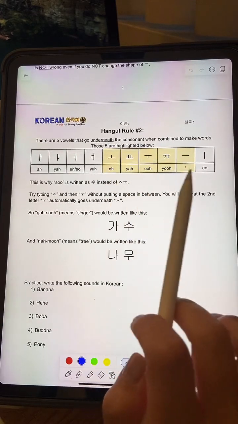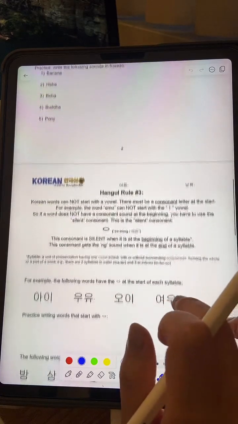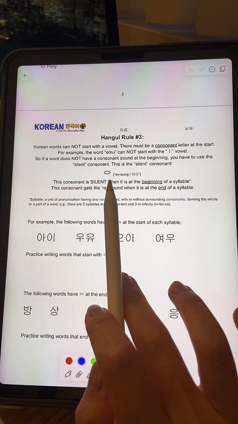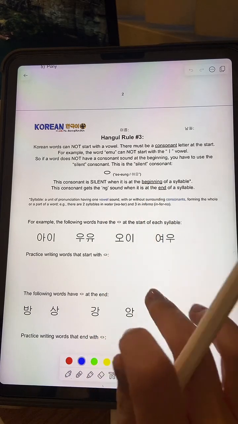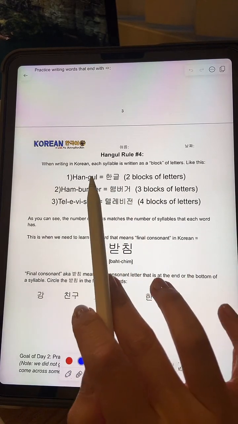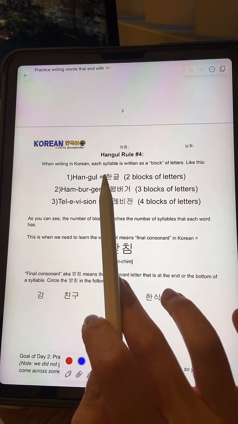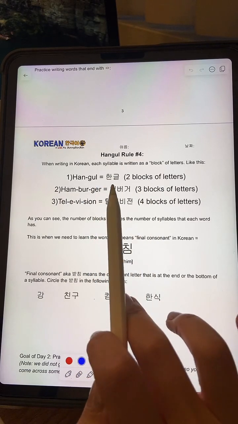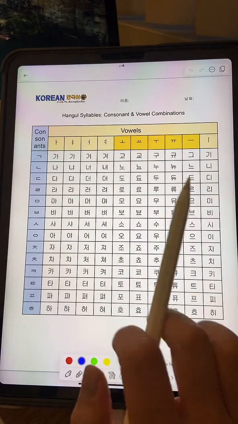And for the next Hangul rule, we're going to learn that 5 of the vowels go underneath the consonant. Hangul rule number 3, we're going to learn about the iung consonant. It's special because it's silent when it's in the beginning, and it has the sound when it's at the end. And the last rule for today is that Korean is written as a block of letters. Each syllable gets one block, kind of like stacks of letters. So Hangul gets 2 blocks of letters because it's Hangul, 2 syllables. And at the very end, we'll review the whole chart.